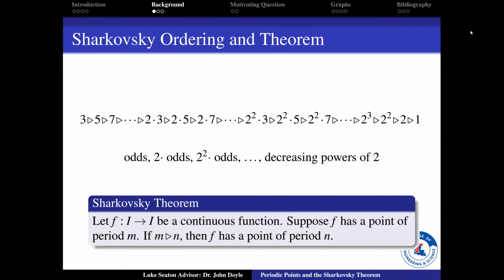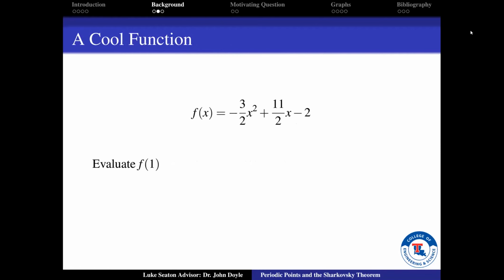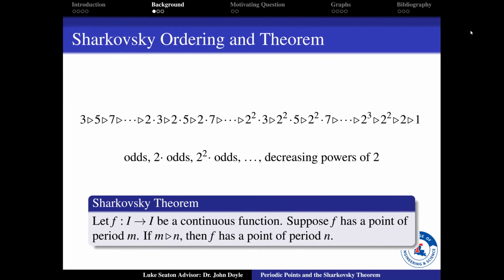So Sharkovsky's theorem says that if you have a continuous function f with a point of period m, and if m is left of n, then the function also has a point of period n. So for example, if you have a function that has a point of period 5, by Sharkovsky's theorem the function also has a point of period 7. What would be really interesting is if we could find a function with a point of period 3, because a point of period 3 would imply points of period for all of these other natural numbers.